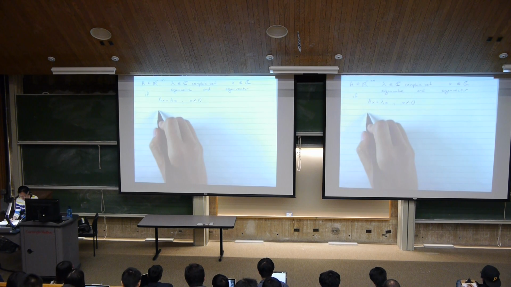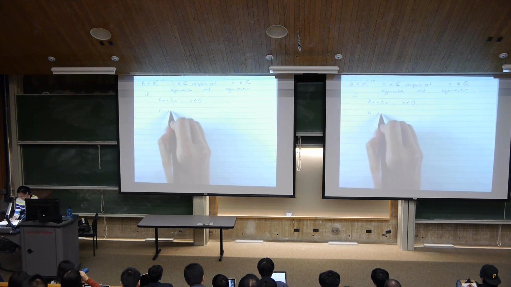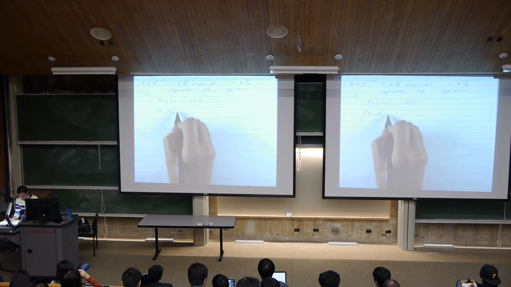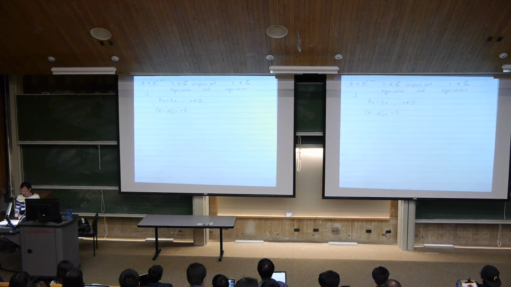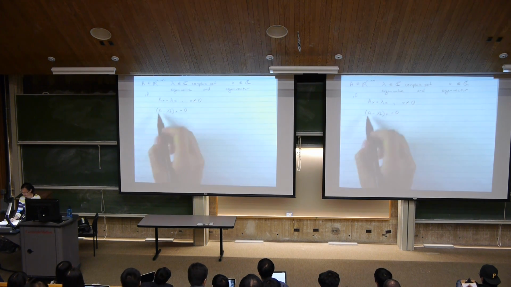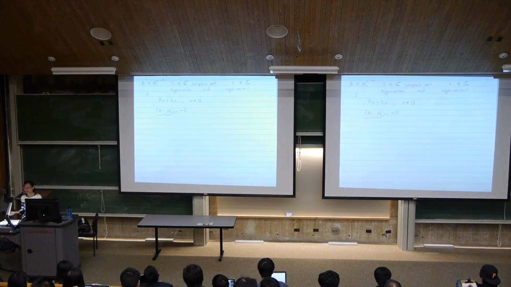We can rewrite this condition like this, where I is the identity matrix. Now, for a non-zero vector to satisfy this equation, this thing here cannot be invertible, which means that it's singular and the determinant is 0. I didn't cover determinants; I just assume you all know.